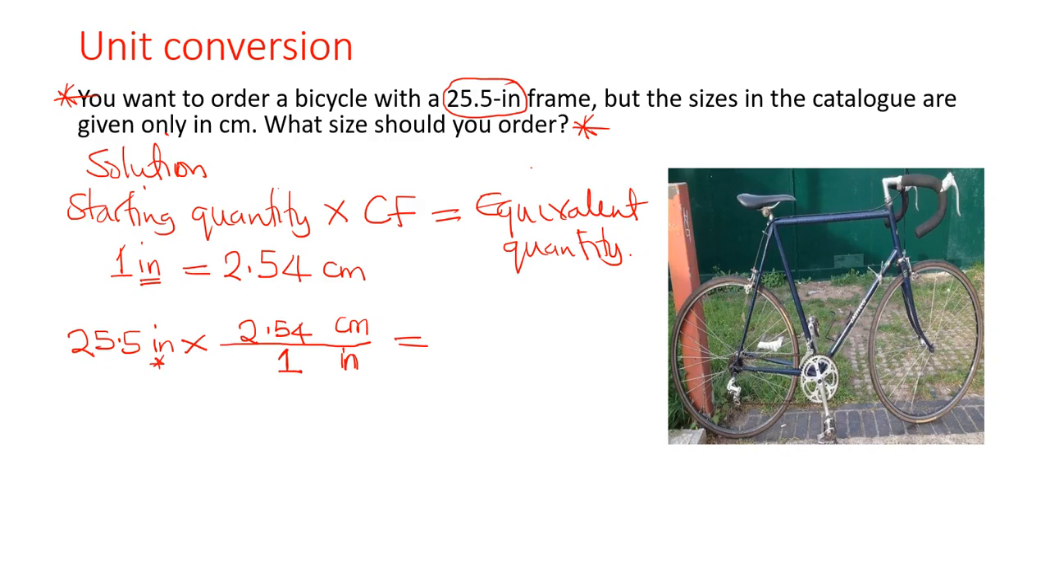Then my answer is 64.77 centimeter. But now, because this is multiplication, I need to look at what is the smallest significant figures from my calculation. So this value has 3 significant figures.